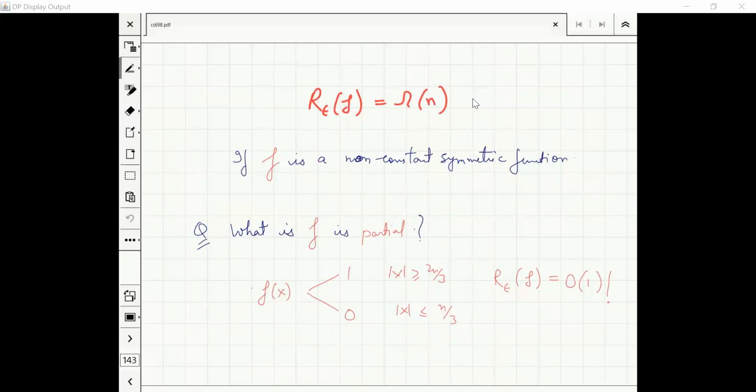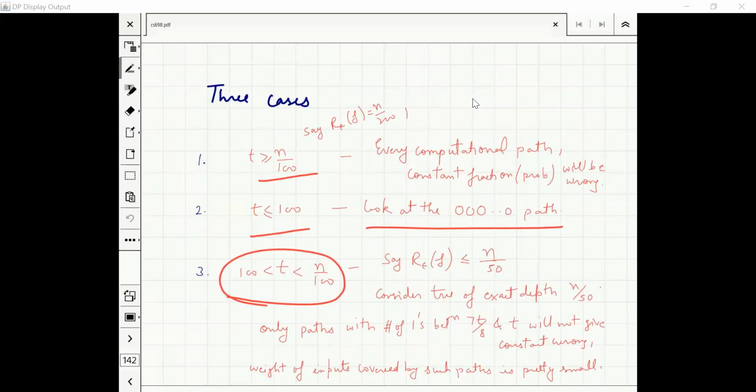But we have to prove that for inputs with number of ones between 0 and 7n/8, there has to be at least a constant fraction of wrong outputs. And that is easy. That's exactly the same argument which was used in the first case. So case 3 is basically a mixture of 1 and 2.